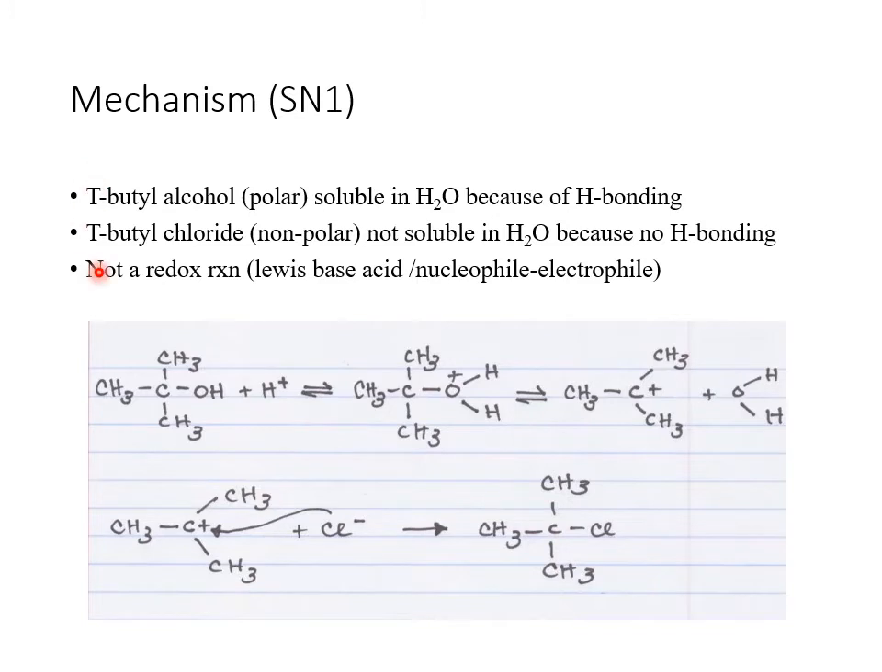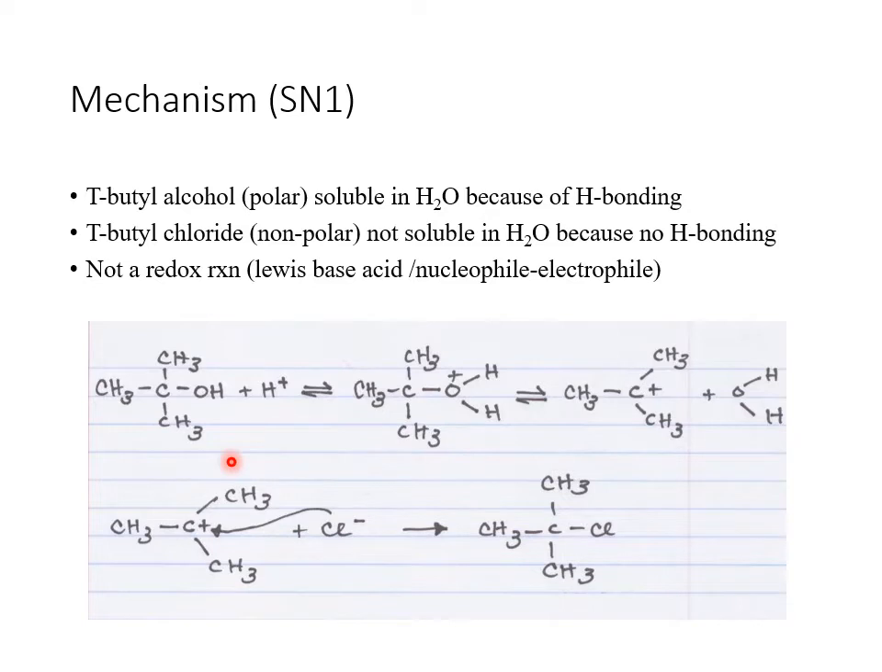So one thing to note here is that tert-butyl alcohol is water soluble, and this is why, right? Because we have this hydrogen bonding. OH is able to be dissolved in water, whereas tert-butyl chloride doesn't have hydrogen bonding, so it's not soluble in water, not very much.